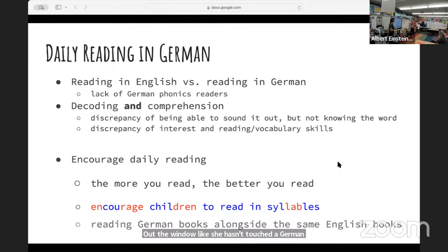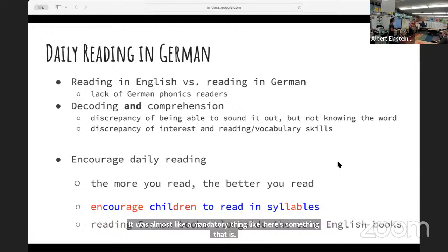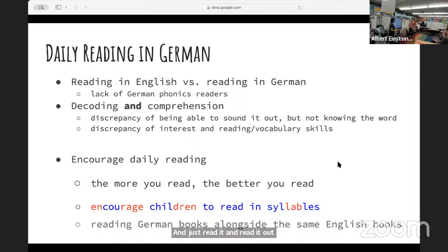So for keeping reading alive, it was almost like a mandatory thing. Here's something that is pipi einfach, completely easy. I want you to read for 10 minutes, read it out loud to keep it alive. But then pleasure reading was from English books. That's what we do at home too. It's like, read it out to me, if it sounds good, if you can understand, fine. And then go back and read your English, but it's a must at our house.